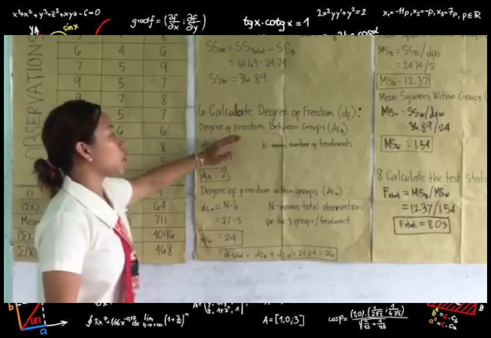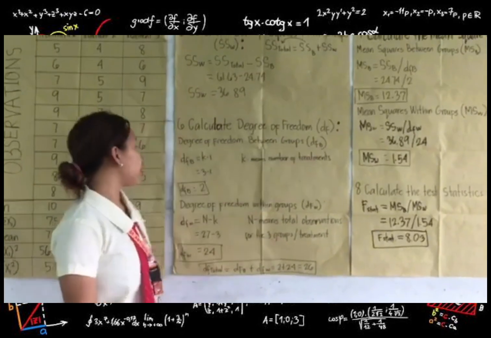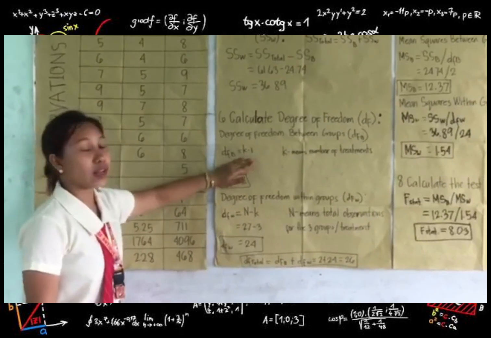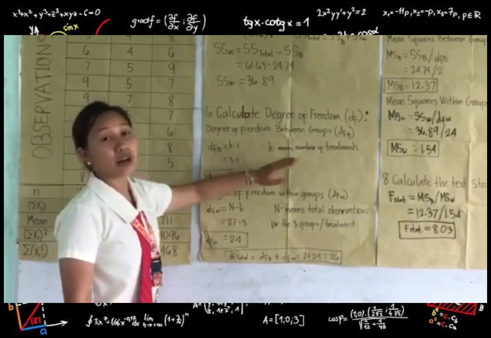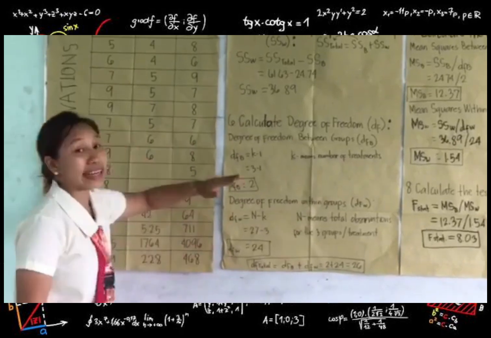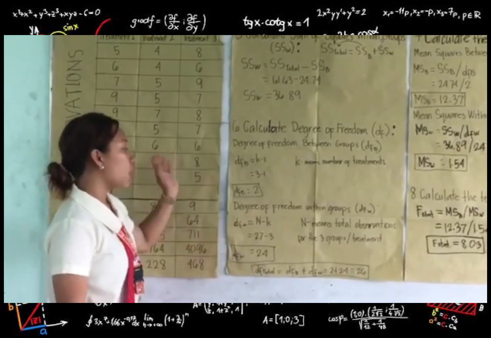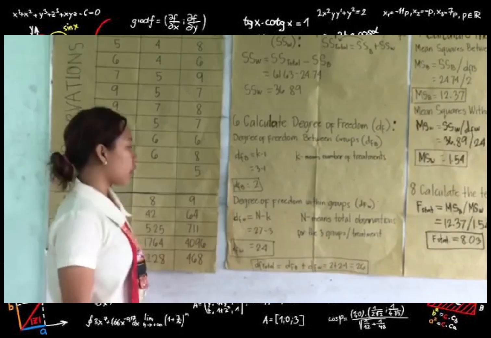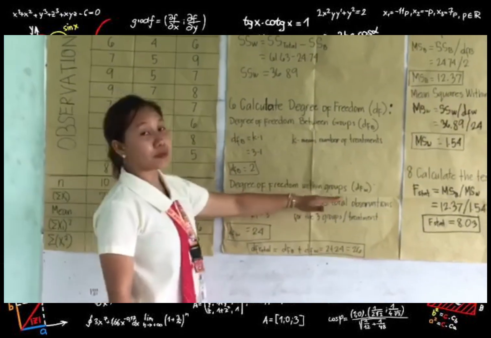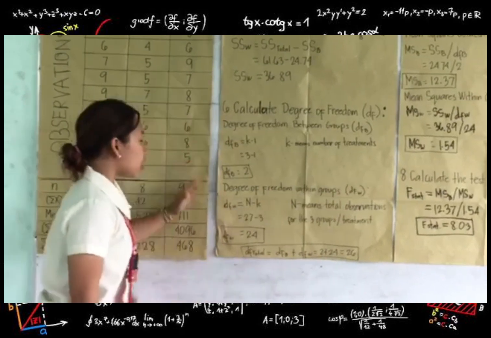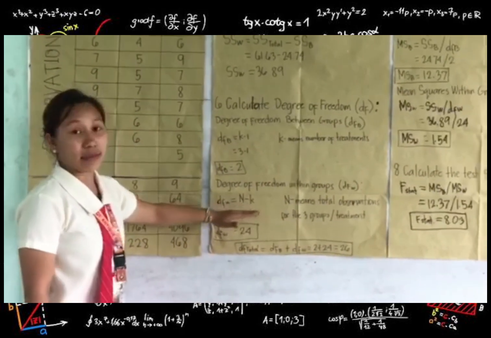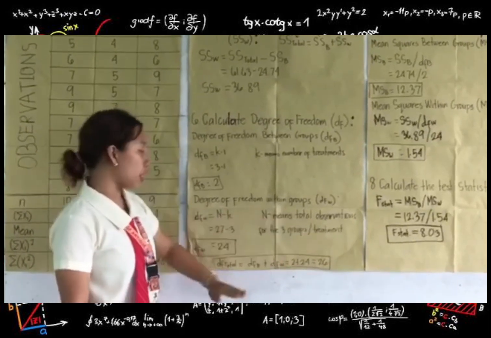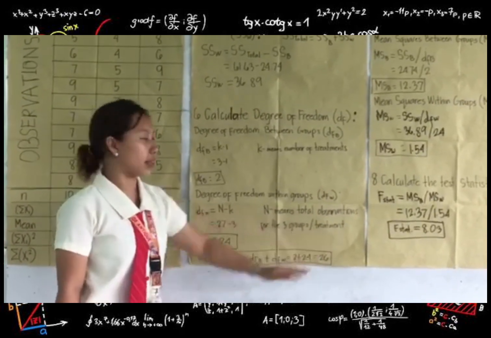For step 6, calculate the degrees of freedom or DF. Degrees of freedom between groups, or DFB, equals K minus 1, where K means the number of treatments. We have 3 treatments, minus 1, so the degrees of freedom between groups equals 2. Degrees of freedom within groups, or DFW, equals N minus K. N means the total observations for the 3 groups or treatments.